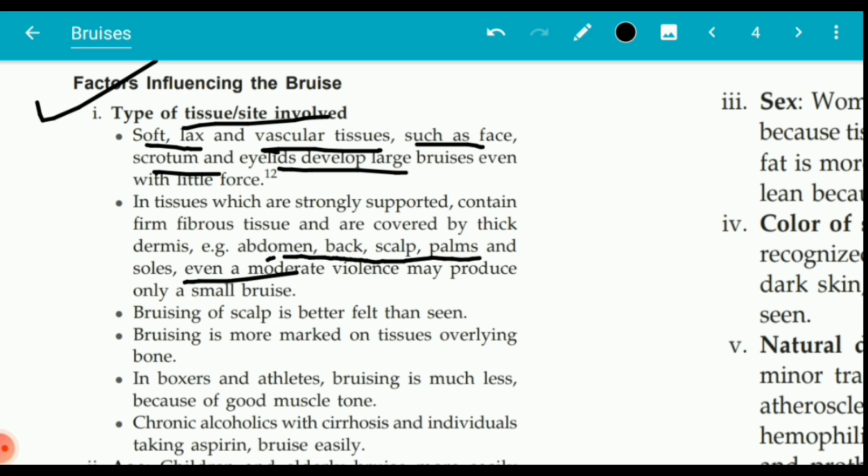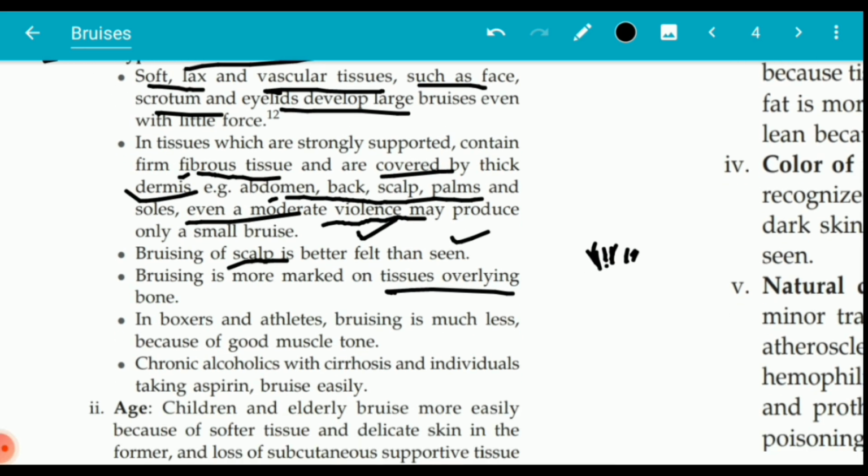Now the other portions, the abdomen, your scalp, palms and soles, are also prone to getting bruised even in the case of moderate violence. Why? Because they contain lots of fibrous tissue in that area, which is covered by thick dermis. In your scalp, if a bruise is present, then it will be felt more than seen. Why? Because your scalp is covered with lots of hair, so it is impossible to see a bruise there. And the tissues overlying the bone are also prone to getting bruises.